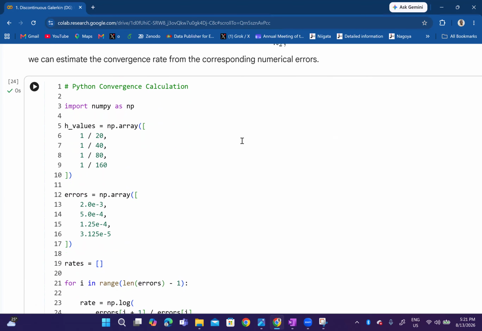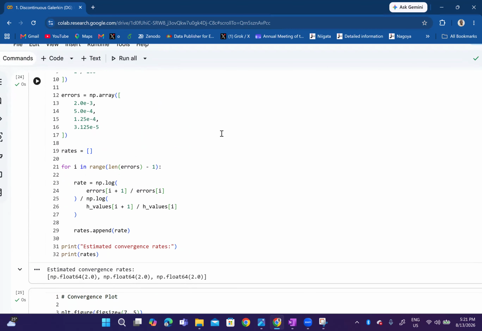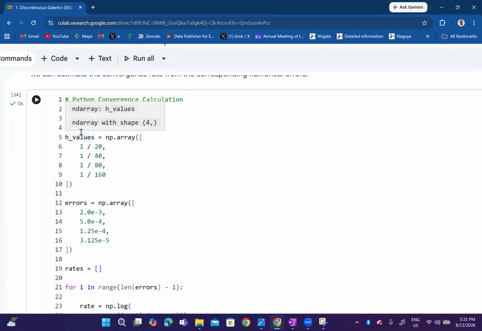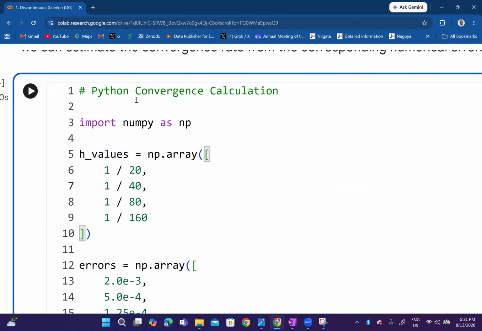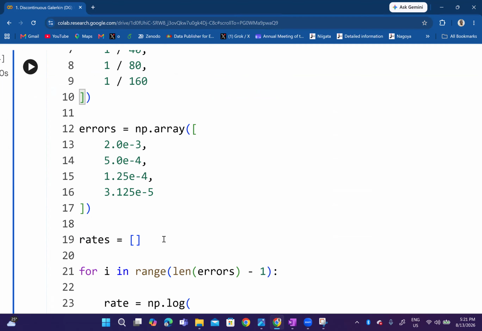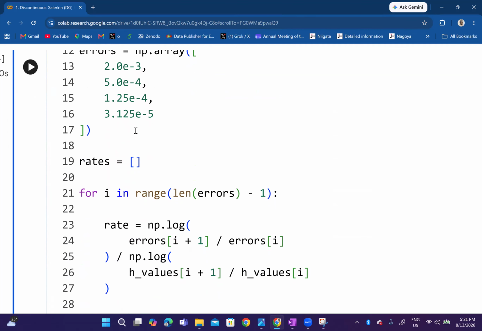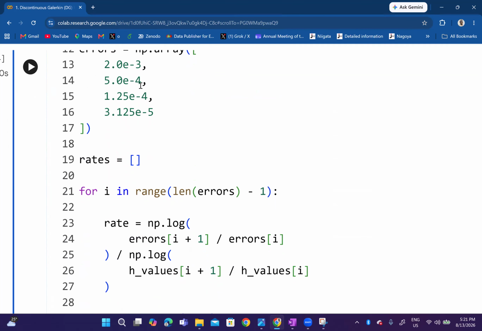So imagine a Python convergence calculation for this now. You import numpy as np. The h values are an array: 1 over 20, 1 over 40, 1 over 80, 1 over 160. This is you refining the mesh element sizes. Then you have the errors associated with each one: 2.0e-3, 5.0e-4, 1.25e-4, then 3.15e-5.